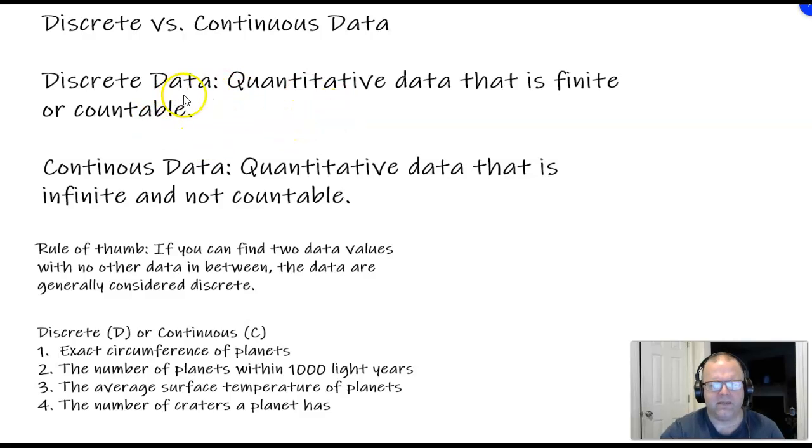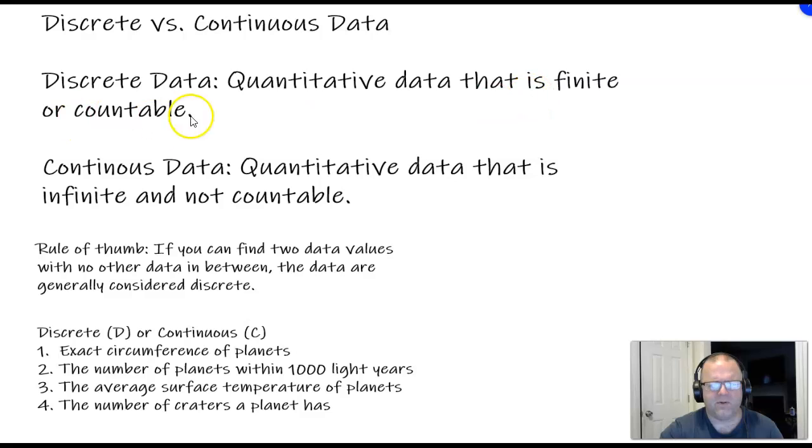Discrete data is quantitative data. So quantitative, let's kind of define that. That is something that can either be measured or counted. That's in contrast to qualitative data. Qualitative data is usually something that can't be counted or measured, like eye colors or something like that. So quantitative is something that can be measured or counted.